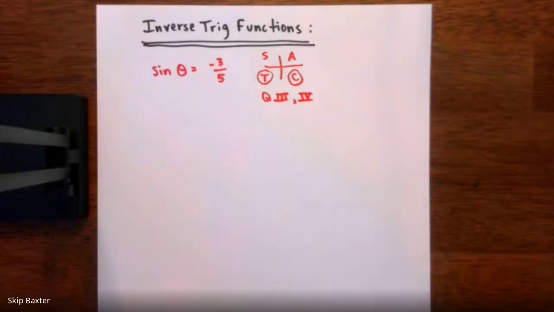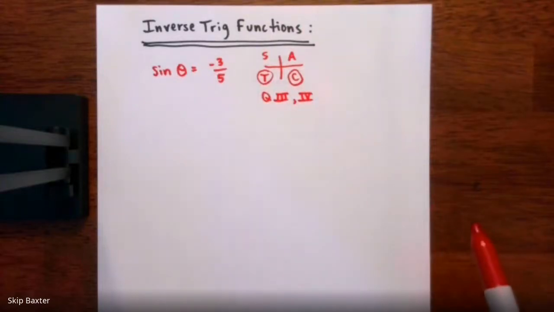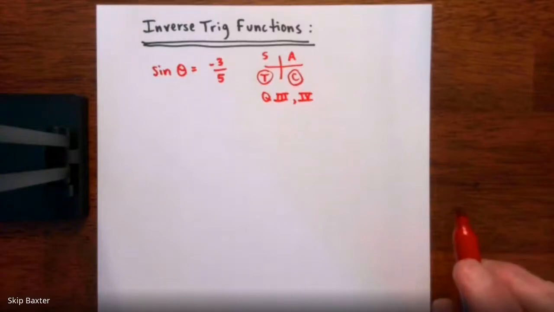Even if I'm looking for only answers between 0 and 360, there's going to be two possible answers, a third quadrant angle and a second quadrant angle that has a sine value of -3/5. So that's the first thing you do. You figure out which quadrant it lies in. The next thing you do is you can find the reference angle.